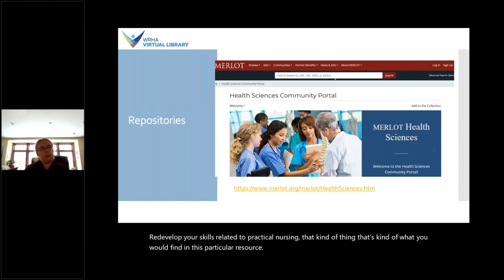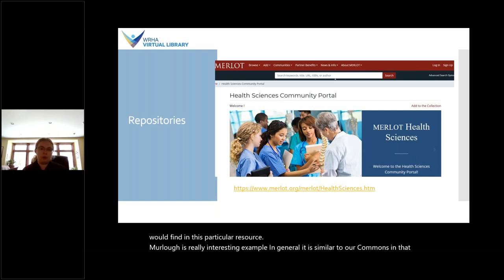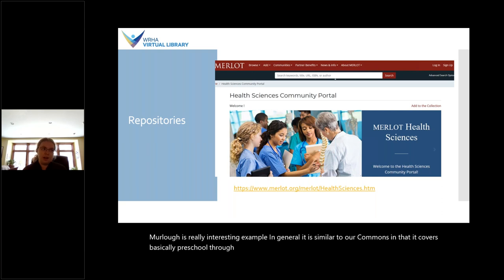Merlot is a really interesting example. In general, it is similar to OER Commons in that it covers basically preschool through university level learning. But what's unique about Merlot is that they actually have a health sciences community portal, which is specifically focused on the health sciences. And it's organized according to specialties.